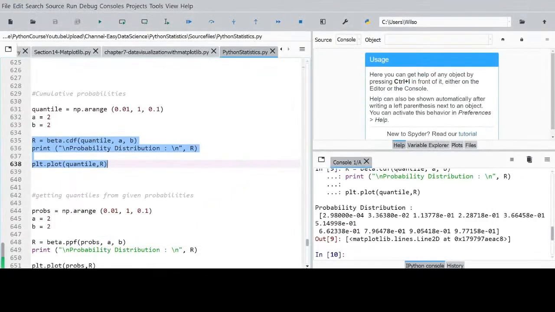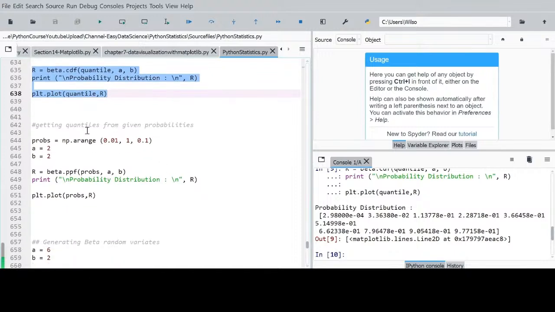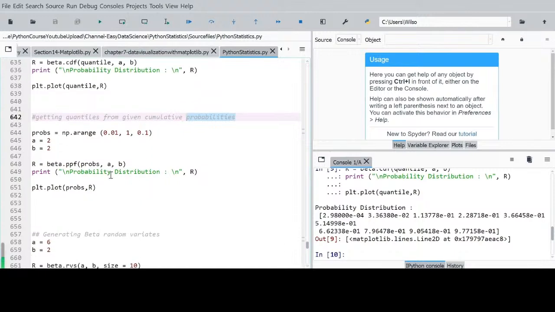And the next function is called quantile. Usually we call it the quantile function, which is to calculate the quantiles, to calculate the beta random variables from given cumulative probabilities. So actually, this operation is the inverse of the cumulative probabilities. The cumulative probabilities we have seen calculate the cumulative probability from the beta random variable. And here we want to calculate the beta random variable from the given cumulative probabilities.